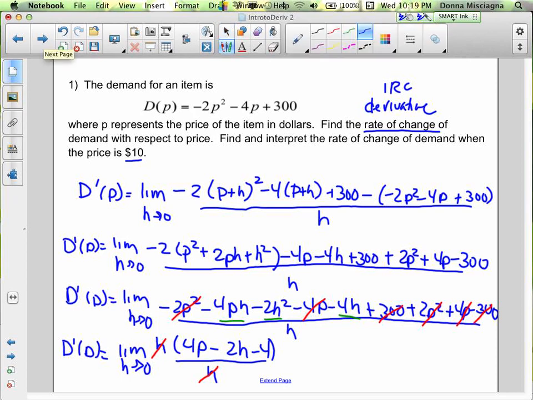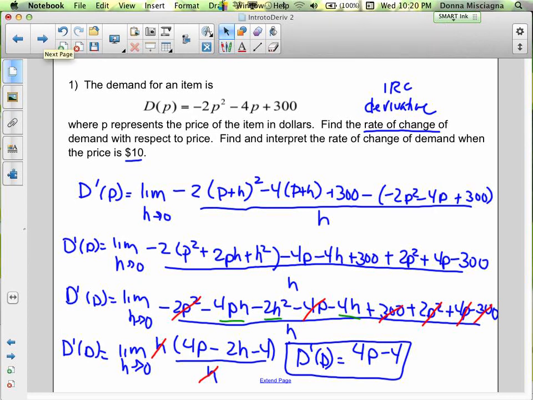All right, so now we can just plug in. So we have d prime of p is equal to, so we plug in 0 for h, right? This is going to be 0 right here. We're going to have minus 2 times 0. That's just 0, right? So that's going to be 4p minus 4. So this is our derivative right there. But we were asked to find and interpret the rate of demand when the price is $10.